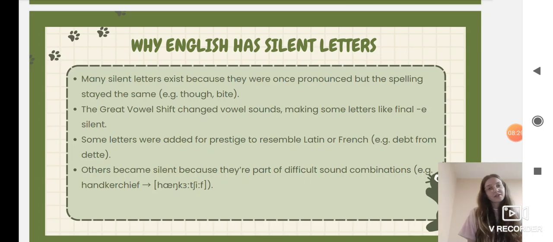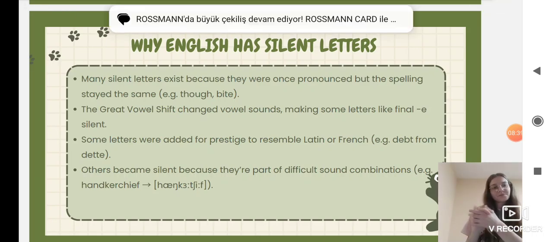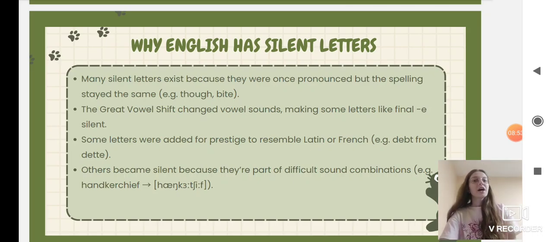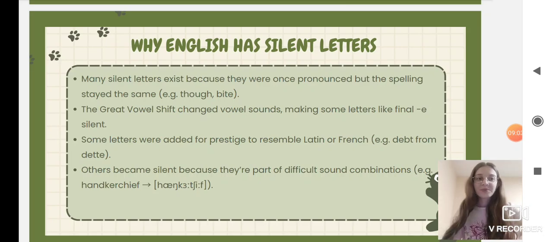And our third reason is that some letters were added for prestige to resemble Latin or French. For example, debt from dette. All languages have some words with pronunciations that differ from other languages, so this is also natural for English. And our last reason is that others became silent because they're part of difficult combinations, like handkerchief. It's hard to pronounce, so people don't pronounce it this way.